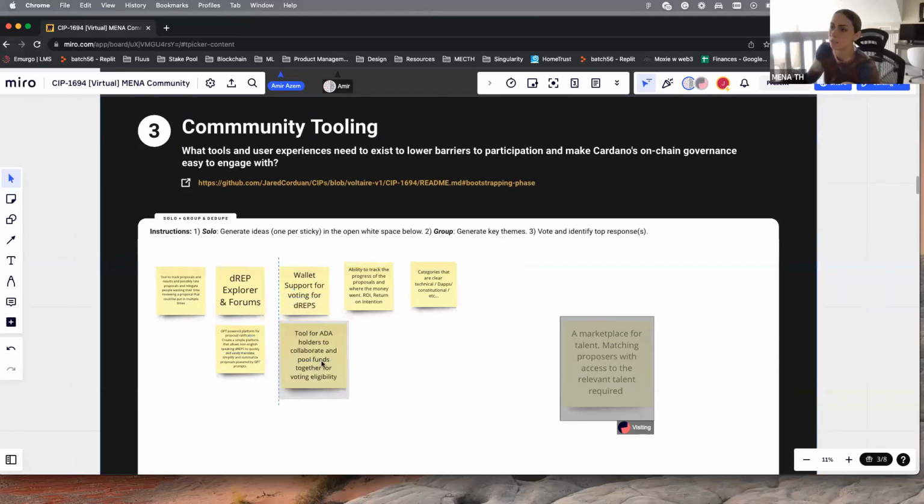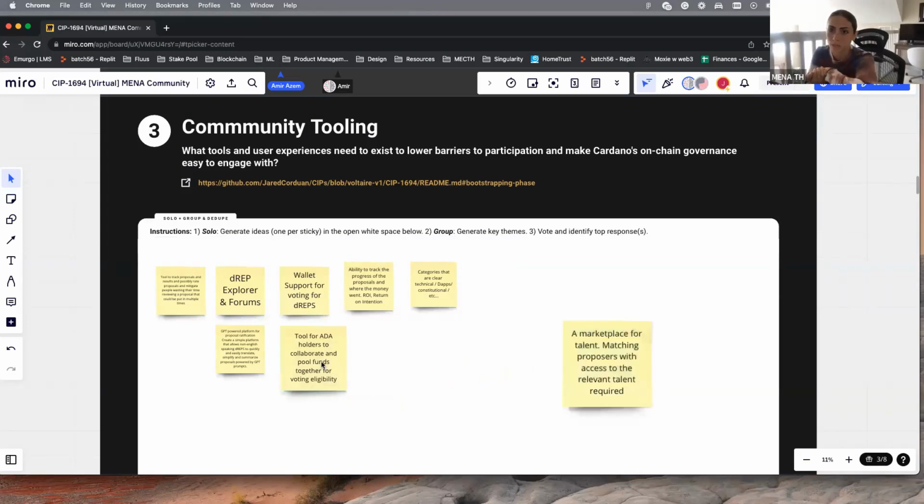Yeah, I really imagine DAOs will play a big role here. For example, us as the Cardano MENA community could pool all of our funds together and elect a DREP from our community, because rather than split it up, if we can all agree, for example, okay, Amir is technical, Nadim is political, whatever, we can come together and elect DREPs from us, and we pool our funds together and give our votes as a collective. I think that gives it more power in terms of voting, so a tool to facilitate that would be really cool.